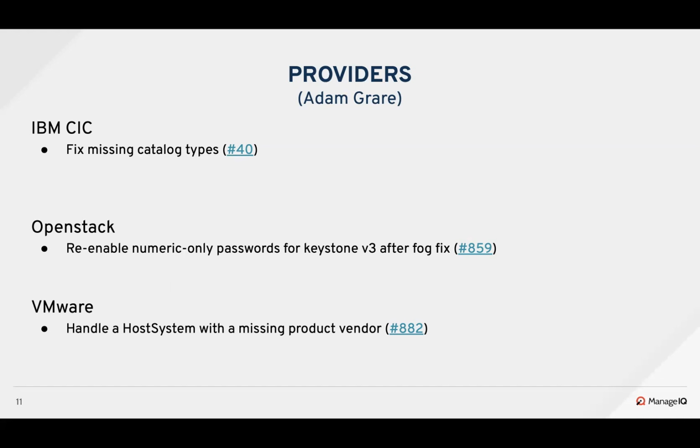This was a workaround for a bug in Fog, which was fixed a while ago. We just never got around to deleting this particular check, and so it was a pretty easy verification and then remove that logic there. And for VMware, we fixed an issue with host systems that were missing the summary config product vendor. We require this so that we can make sure that the host is of a type that we are recognizing, but if it was missing, it was throwing a nil class exception. So we now just mark these as unknown if the value is missing. Next slide.